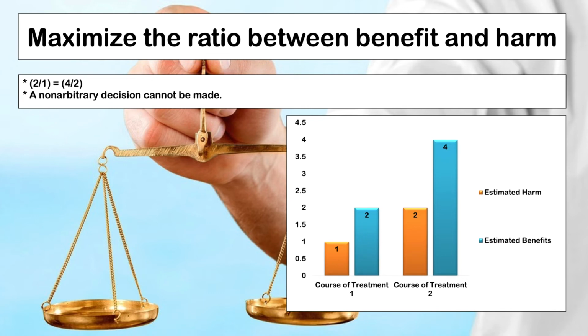Okay, so let's look at this other case in which we're actually back to the first case scenario where we have course of treatment 1 where projected harm is 1, projected benefit is 2, and course of treatment 2 where projected harm is 2 and projected benefit is 4. So if we were to use the method of maximizing ratio here, we are going to face the following equation. We're going to have 2 over 1 for the first treatment and 4 over 2 for the second treatment. But these are equal, so again, we're not going to be able to make a non-arbitrary decision. So you're going to recall then the first calculus we had, we could estimate the net benefit and then make the decision to go with course of treatment 2.